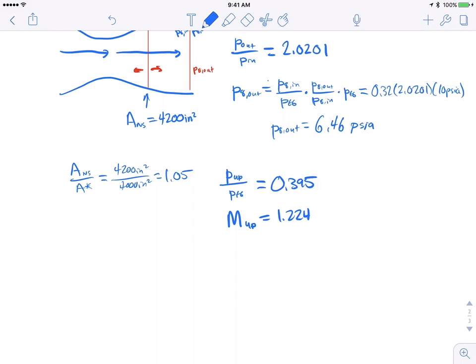So we're looking now at going back to Appendix E, our normal shock tables, and saying our inlet Mach number is 1.224. In that case, if we go in with Mach 1.224, the Mach number downstream of that normal shock is going to be 0.8265, and our total pressure ratio, the total pressure downstream of the shock to the total pressure upstream of the shock, is going to be equal to 0.9901.